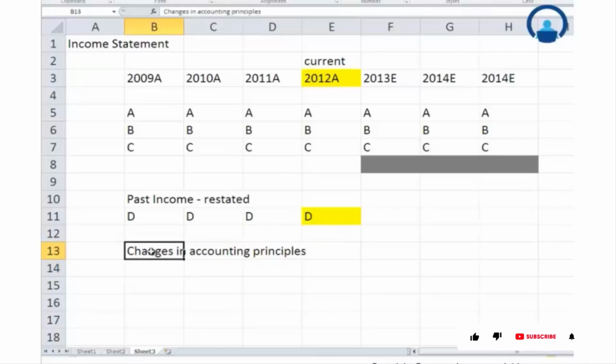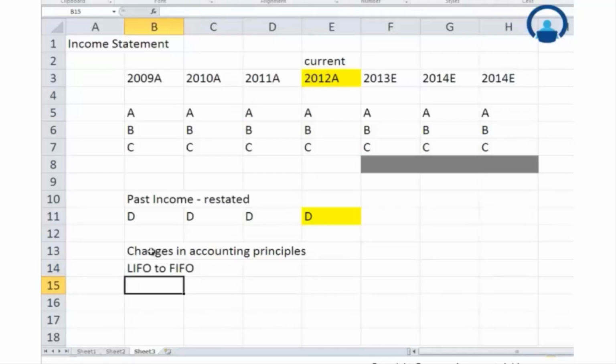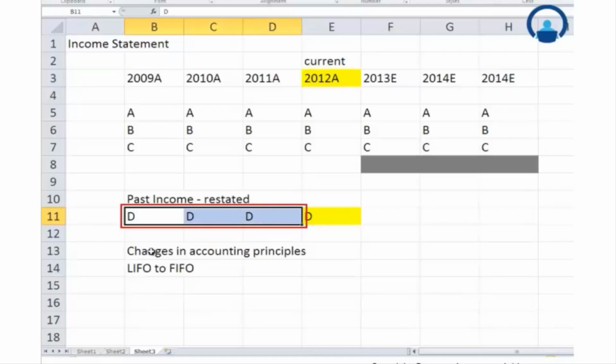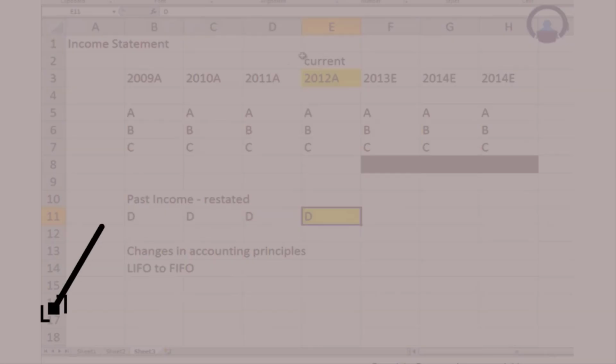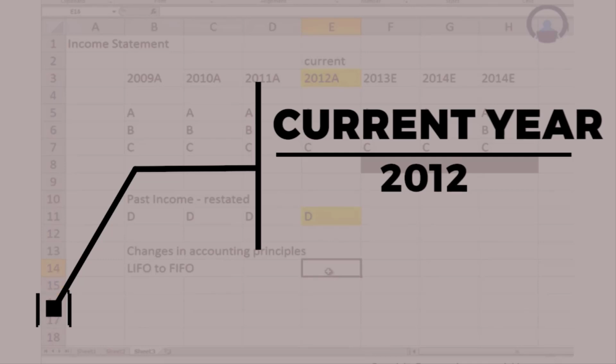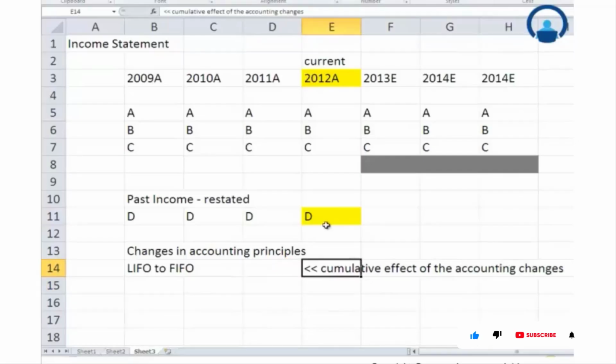There's a slight difference here. When we talk about changes in accounting principles, we are talking about changes in inventory valuation methods from LIFO to FIFO, or let's say changes in depreciation policy from straight line method to accelerated depreciation method. So in this case, we don't restate historical numbers, but what we do is that in the current year of 2012, we actually present a cumulative effect of the accounting changes in the year in which the changes were made. So this is what we do when we talk about changes in accounting principles.